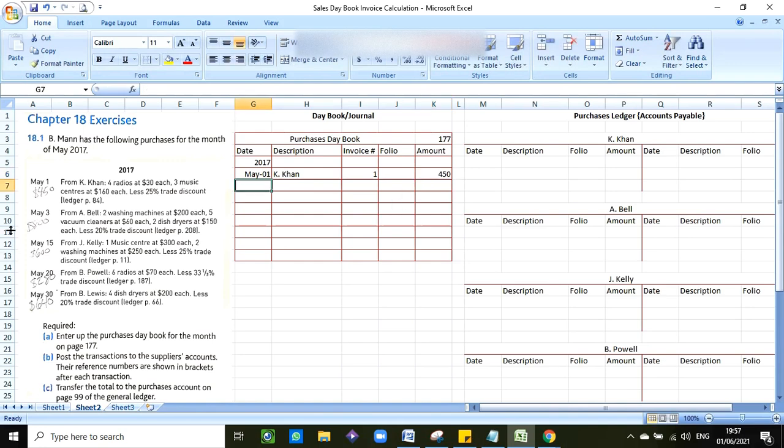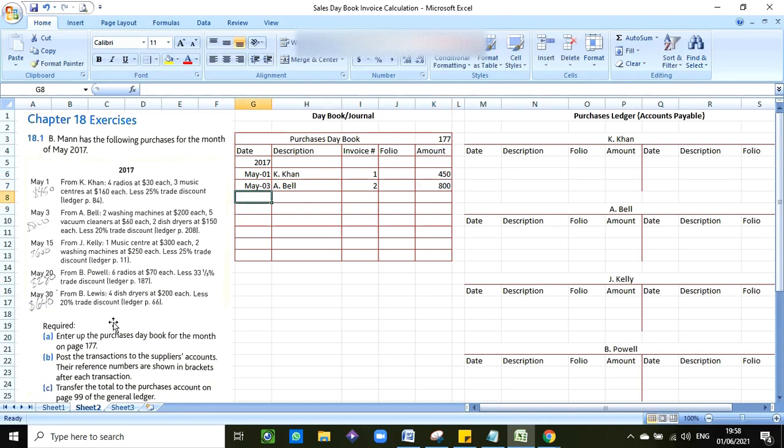Okay, so May 3rd, it's $800. And this time we purchased from Abel. Invoice 02. Sometimes the textbook will give you random invoice numbers. If they give you a random invoice number, you use that invoice number. So they're not giving you an invoice number here, so I'm just going to go with the same order that I use for the sales day book. Folio, I will leave it for later, as I said, $800.